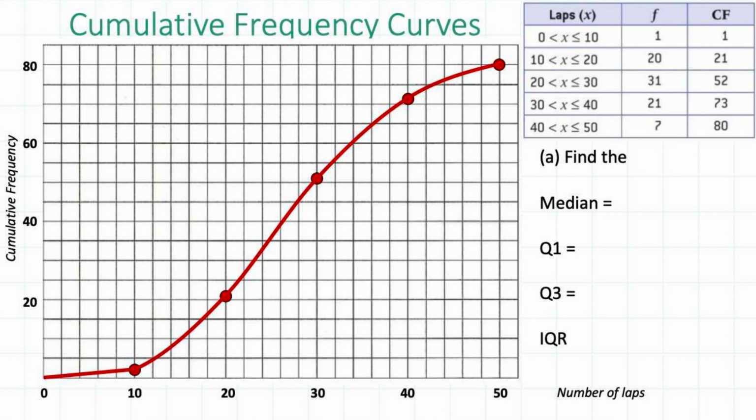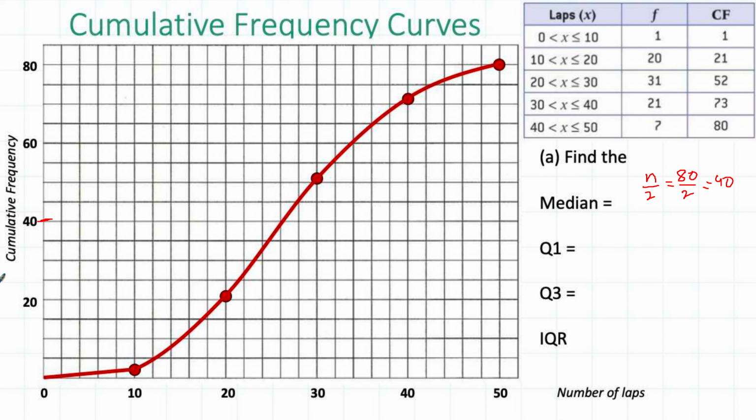And then we can answer questions such as, can I find the median? So the median, I need to take my n value, which remember is the total frequency. If I want the median, the position of the median is going to be n over 2. So 80 over 2, which would give me 40. So the position of my median is at 40. So it's the 40th number.